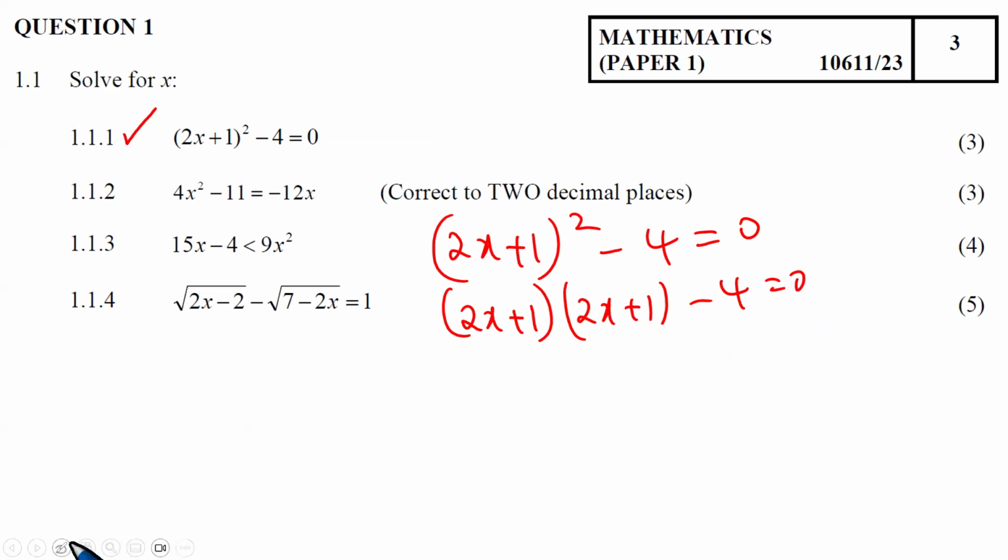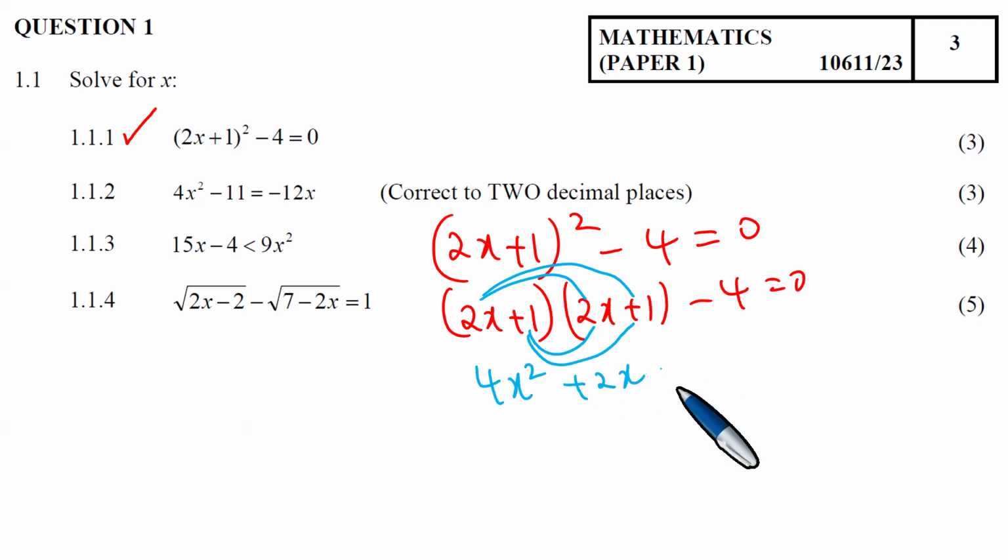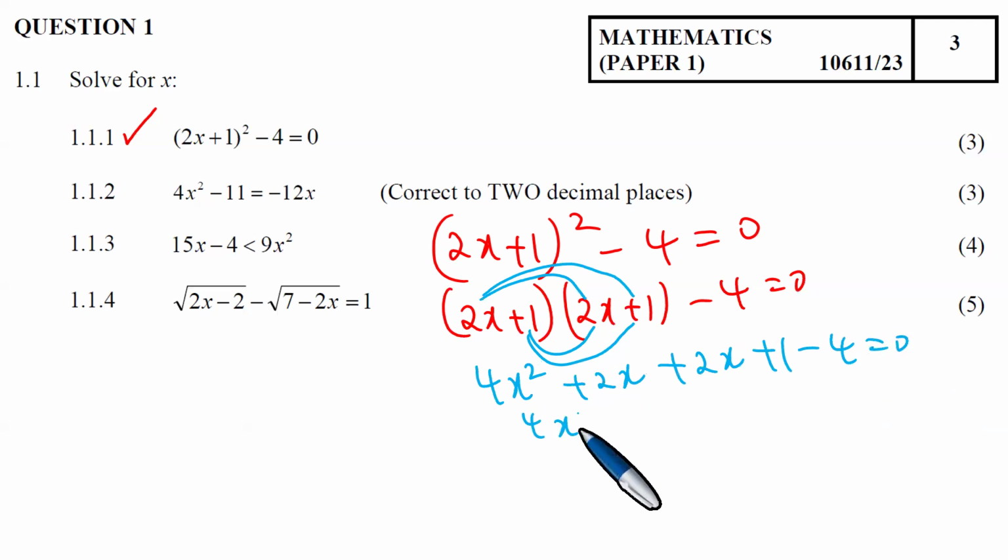And then we use the FOIL method. We multiply 2x with both terms, then 1 with both terms. 2x times 2x gives us 4x squared. 2x times 1 gives 2x. Then 1 times 2x gives 2x. And 1 times 1 gives 1, and we subtract 4, and we get 0. So we have 4x squared, 2x plus 2x gives us 4x, and 1 minus 4 gives us minus 3 equals 0.